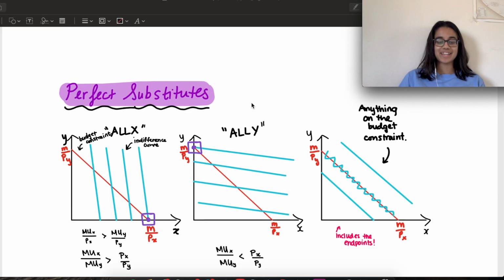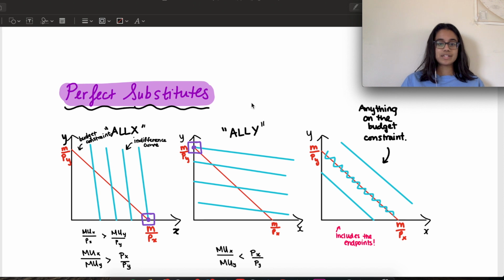Welcome back. Today we're going to work on perfect substitutes, and I'll provide a brief overview of what these are. I would say that this is probably the easiest out of all the other utility functions to work with, probably because it's a very repetitive pattern and you just have to work through some of the problems to understand the intuition.